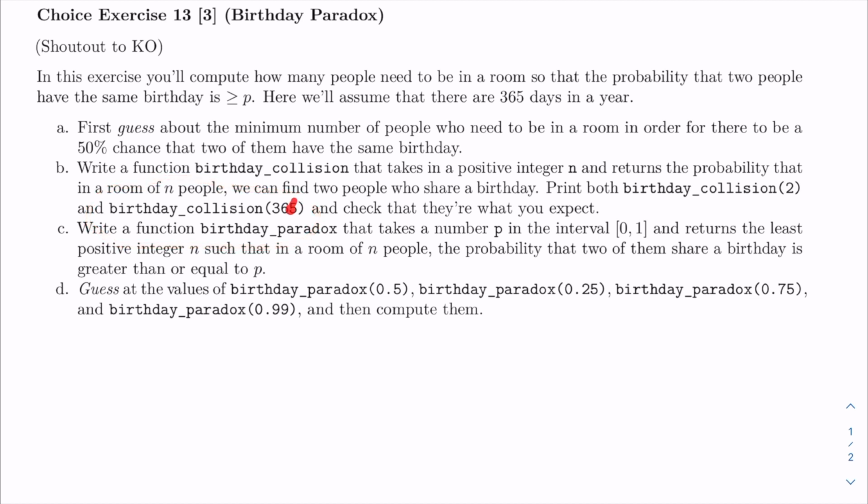I really wish I had written 366, but it's really the same idea. Birthday collision 2 should be 1 in 365, right? Choose which birthday whoever comes into the room first, choose their birthday, and then it's just the probability that the second person in the room has that matching birthday. And birthday collision 366 or 365 will be very close. If there's 366 people in the room, there's only 365 days to choose from, so necessarily 2 people have to be born on the same day. Okay.